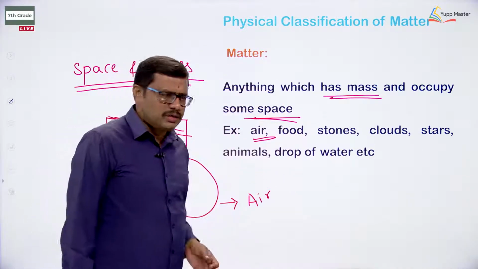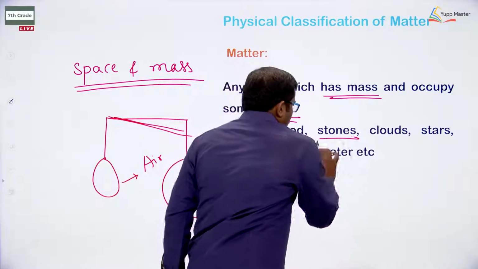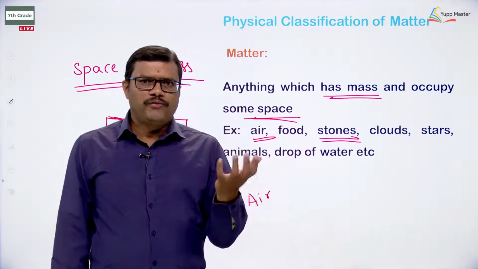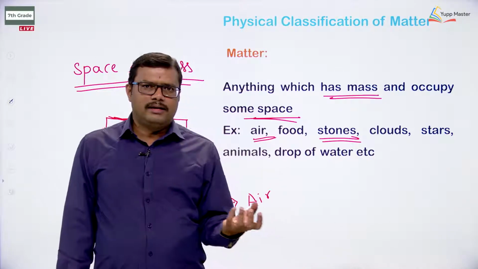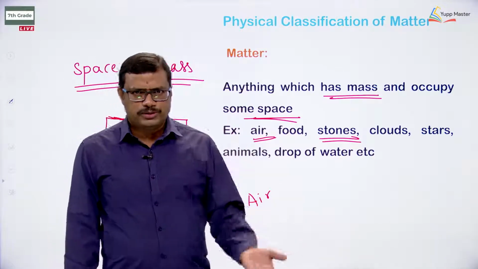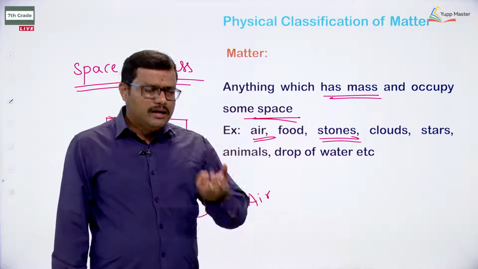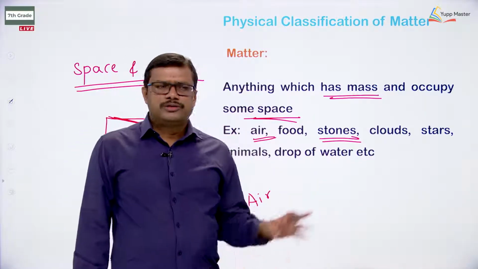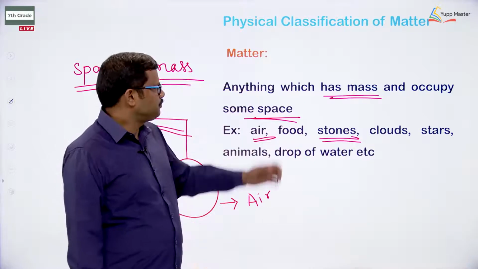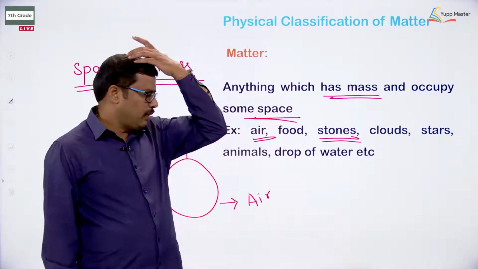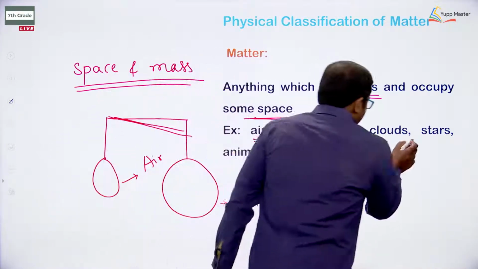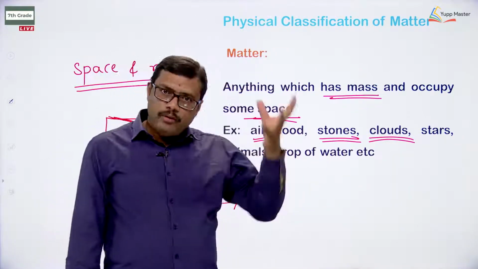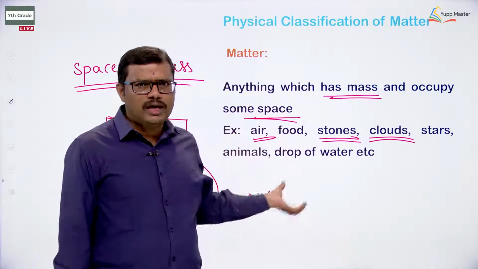Stones, I think you have seen so many stones in your school ground. A stone has some weight; you have taken a stone into your hand, right? If you throw it on the ground, it occupies some space on the earth. So, stone is taken as matter. Similarly, clouds occupy space and have some weight as well, because they are water vapor.